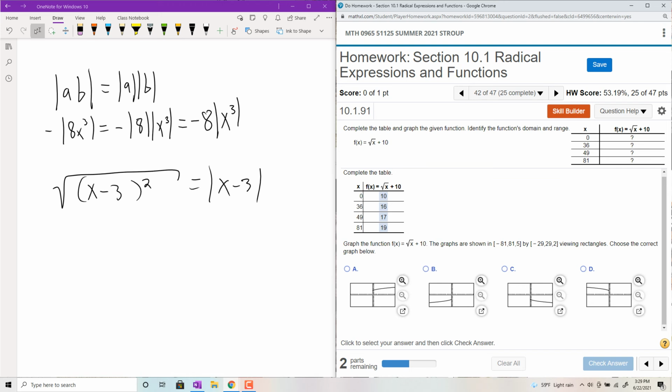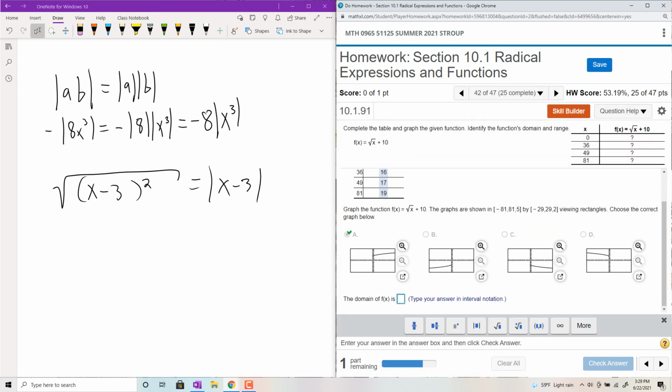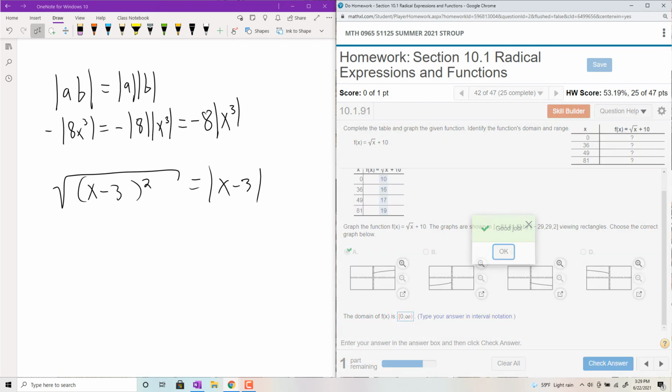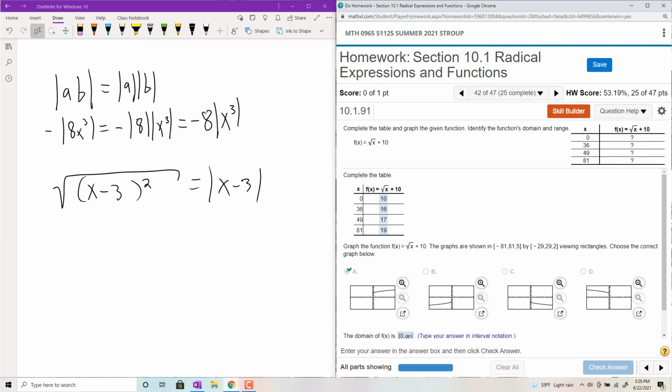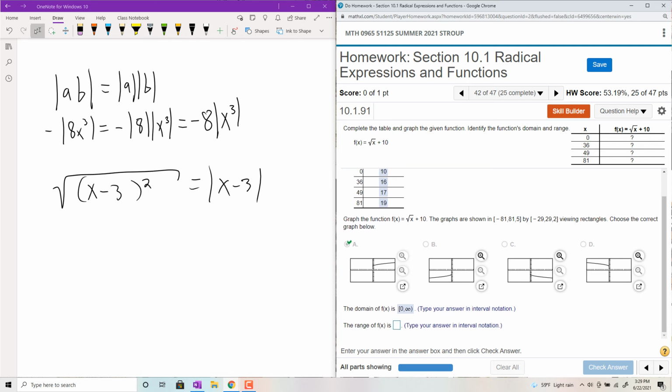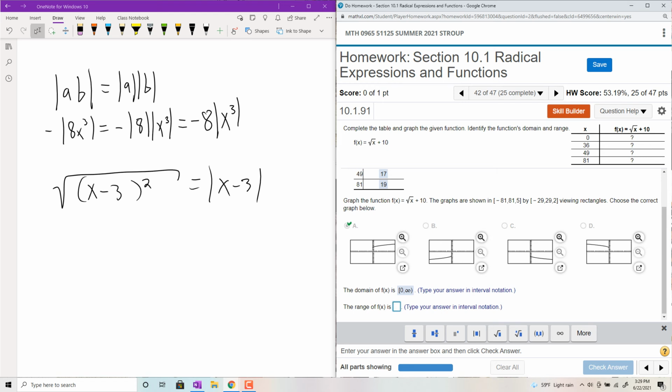Choose the correct graph. So it's got to go from 0 to infinity, and the y value starts out at 10. Okay, so it's A. Domain is from 0 to infinity. And then the range, you can see the y values start at 10 and then they just get bigger and bigger and bigger. So bracket 10 to infinity.